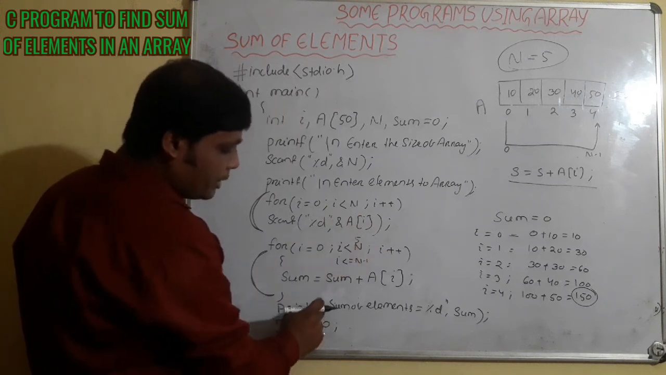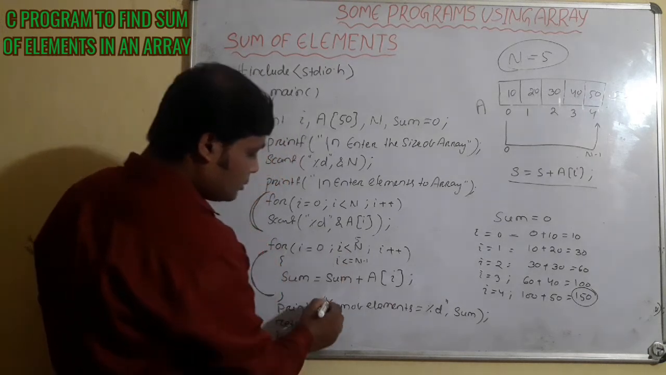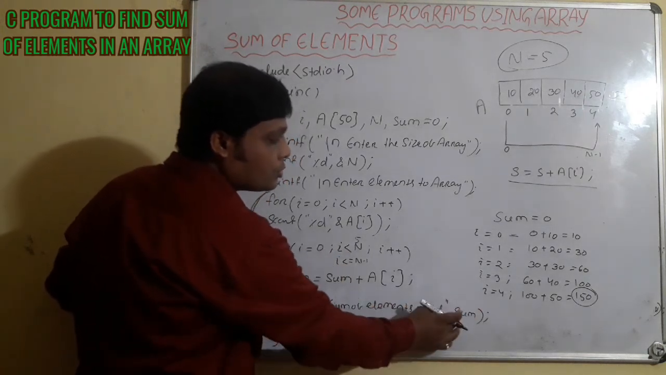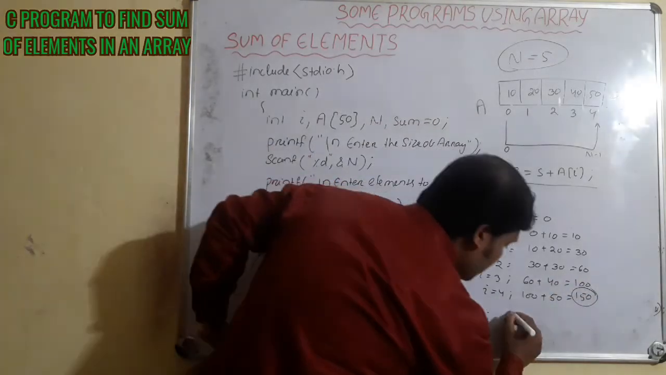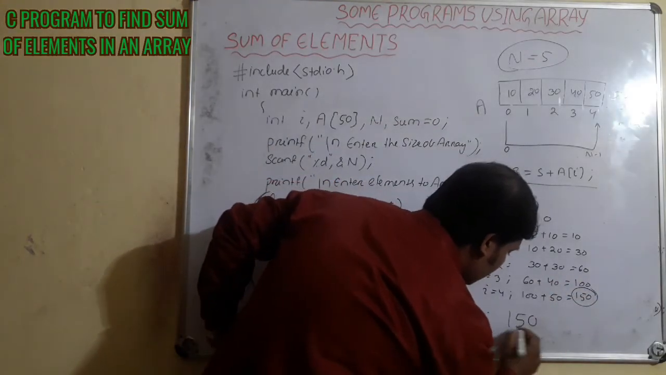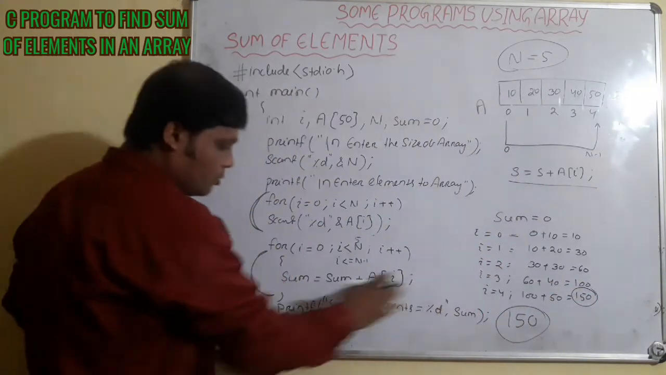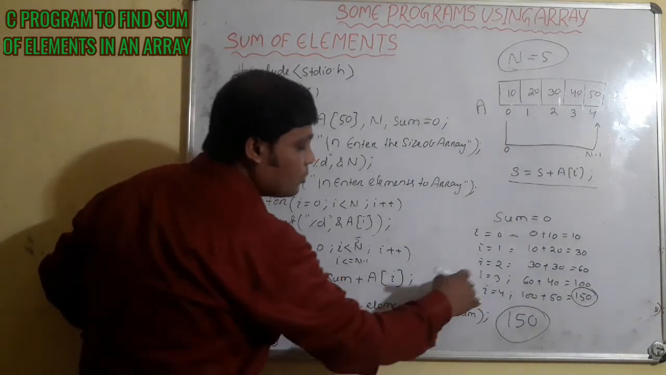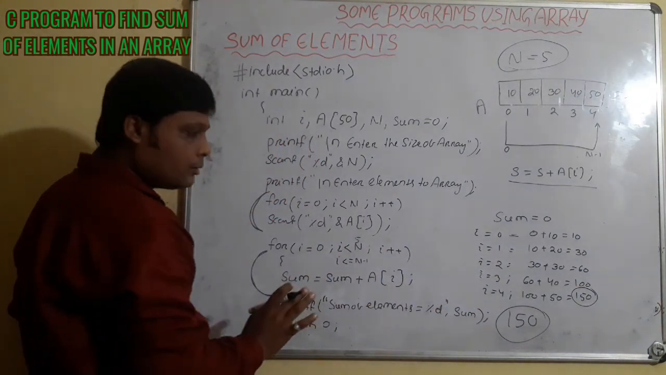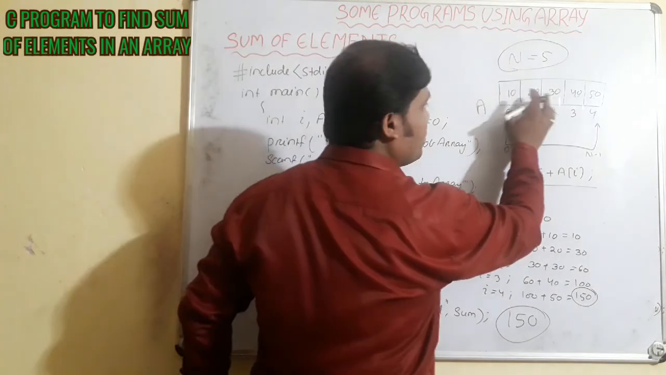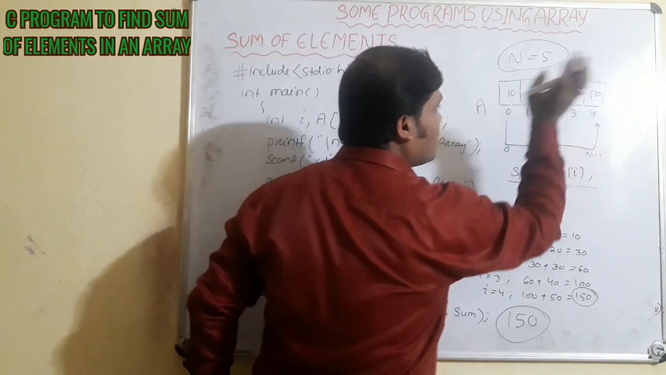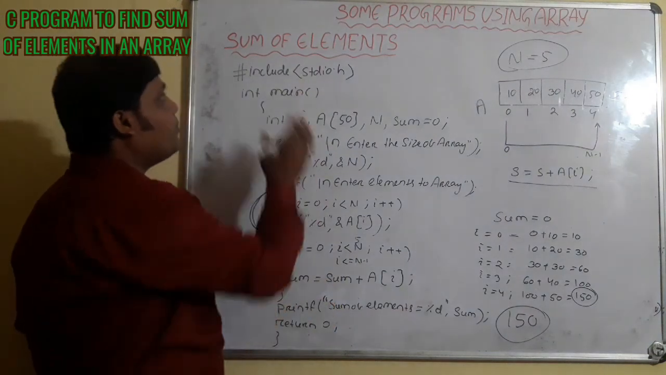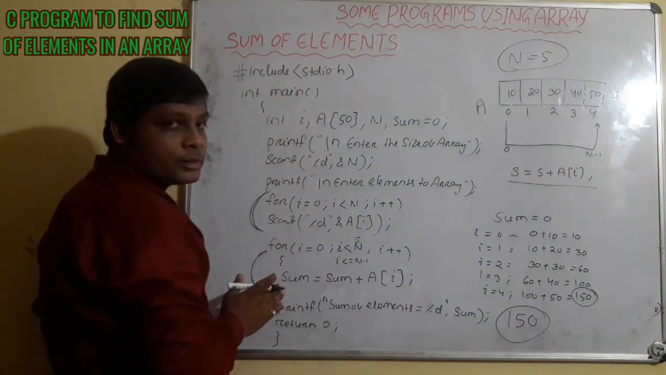So it will print what? Print sum of elements equal to %d, sum. Now sum value is 150. So it will print 150. What will it display? This message first: Sum of elements equal to 150. Clear? Now find, this is 10 plus 20 plus 30 plus 40 plus 50. This is 150. Clear? This is the program to find the sum of elements.